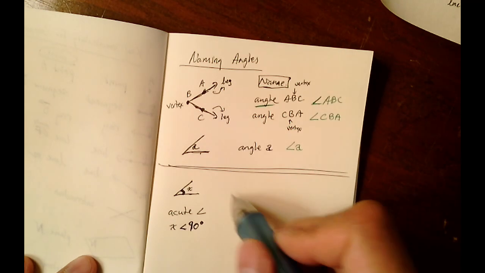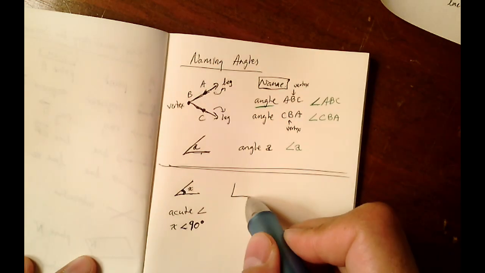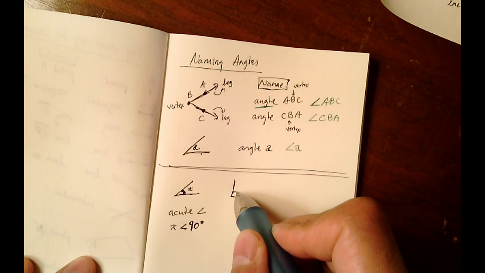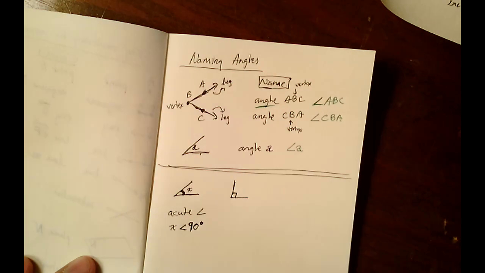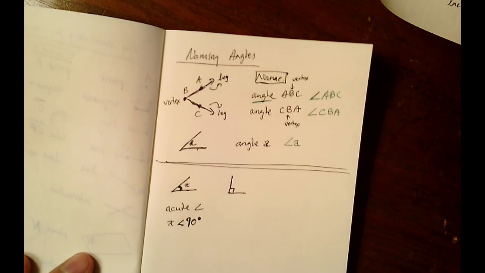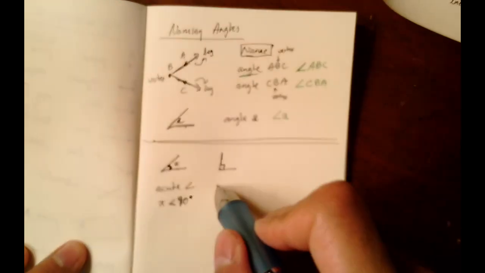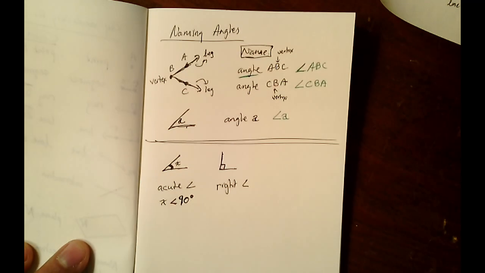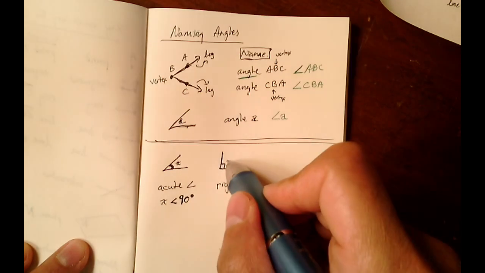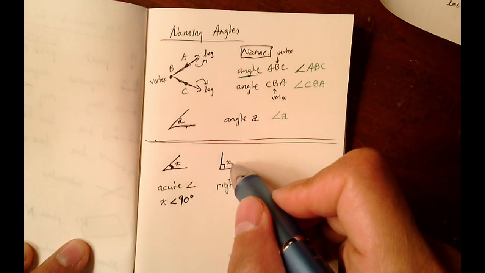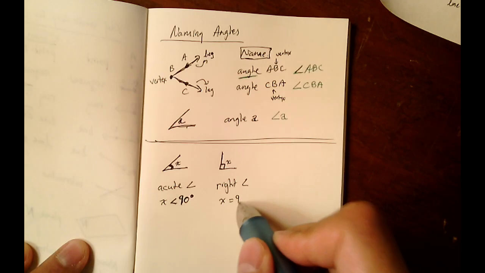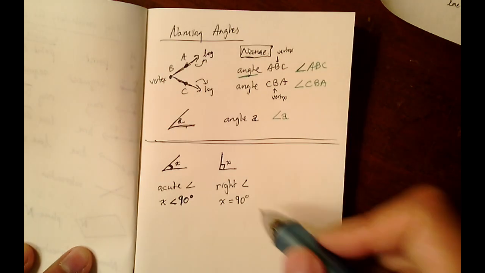Next, the next larger angle would be one that looks like this. It almost looks like a capital L, and usually they put a little square in there to help you remember that this is a right angle, is what we call it. We'll call this x still, so x is equal to 90 degrees. So this is when it's perfectly 90 degrees.